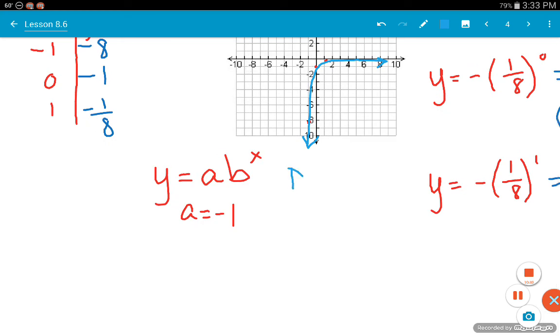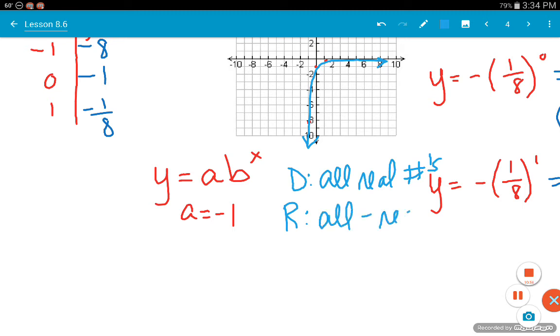So this makes your domain, still your domain is all reals. Okay. Your range, though, now you're underneath that x-axis. You're in to where all the y's are negative. So you're going to say all negative real numbers.